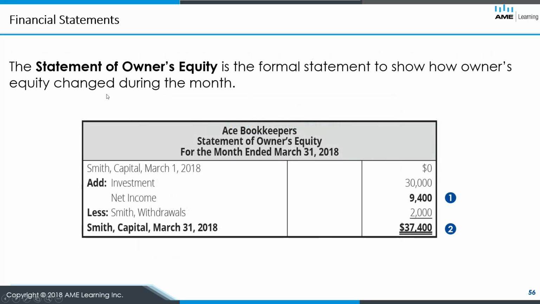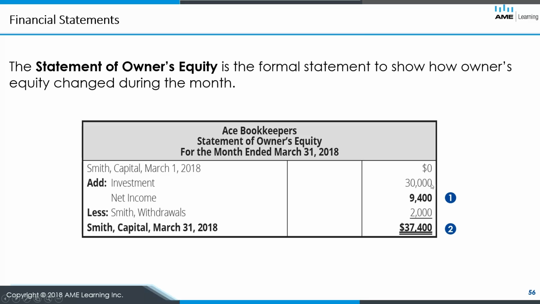And then the second financial statement that we're going to look at here is called the statement of owner's equity. It just shows us how that owner's equity account has changed during the month. We have the capital account for Smith, who's the owner, under the overall heading of owner's equity. Since this was a new business that just started during the month, the capital account was zero to begin. He contributed $30,000 into the business as an investment, and then the business earned $9,400 in net income. And then he withdrew $2,000.